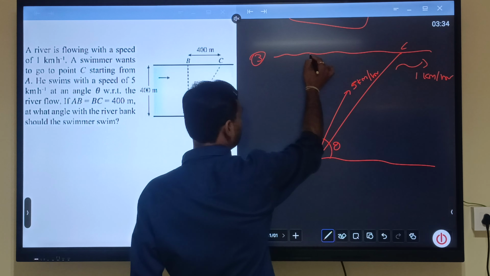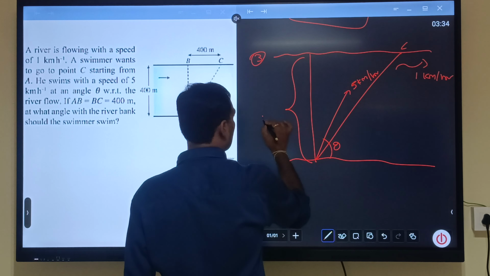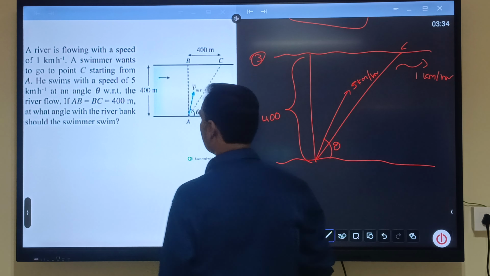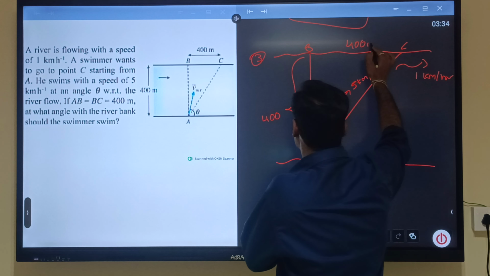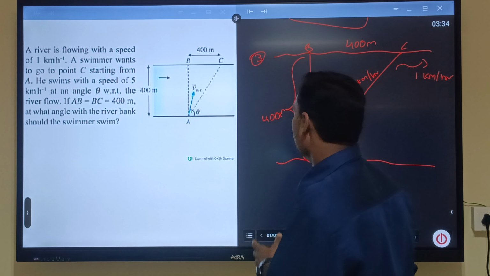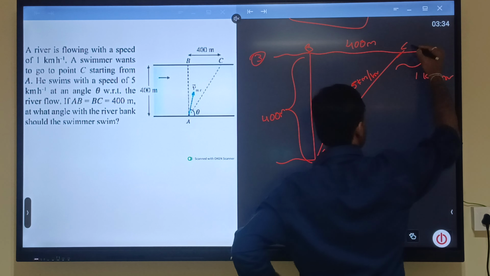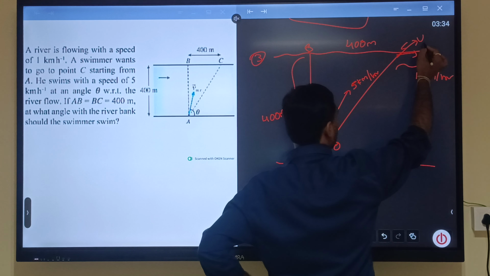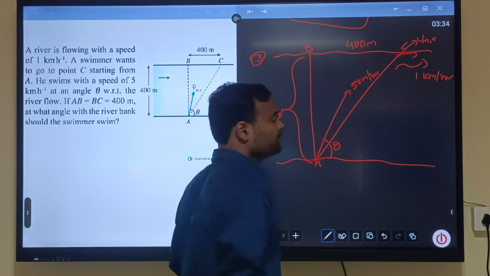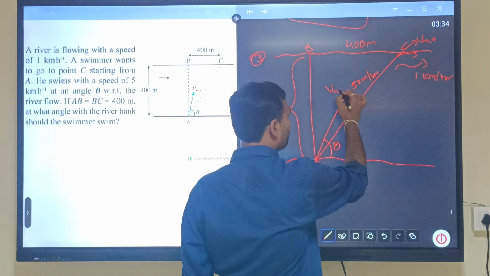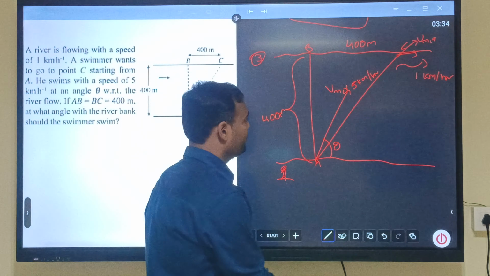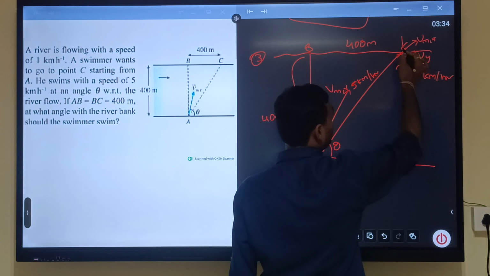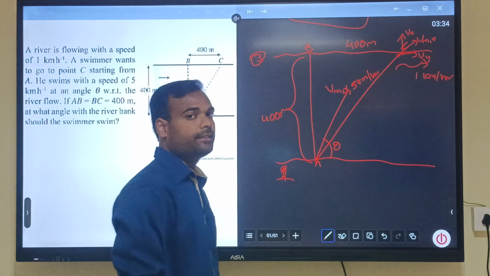Then he said that this is equal to 400, the width of the river. A, B, C, and BC is also equal to 400 meters. Ultimately, when he reaches this location, this is the velocity of man with respect to ground. Of course, this is the velocity of man with respect to river. This is for the observer on the ground, right? Then this will have a Vy component and a Vx component, right?